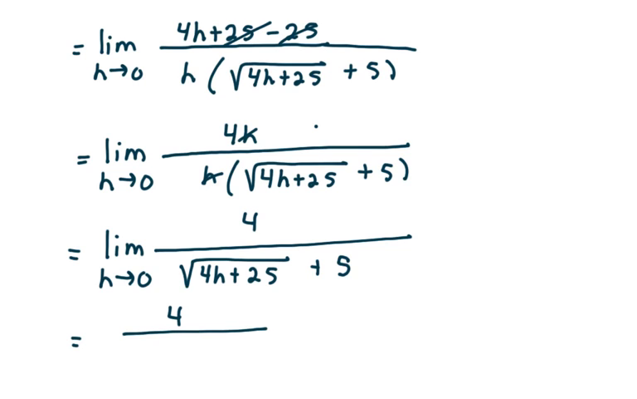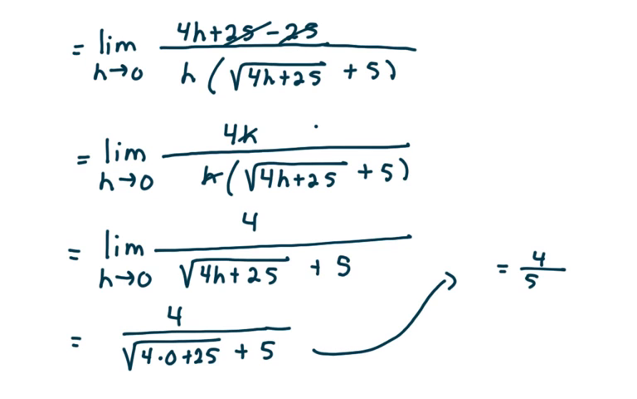And so I get 4 over the square root of 4 times 0 plus 25 plus 5. But 4 times 0 is 0, 0 plus 25 is 25, and the square root of 25 is 5. And so this is equal to 4 over 5 plus 5. And so the answer to example 1 is 2/5 when you reduce that fraction.